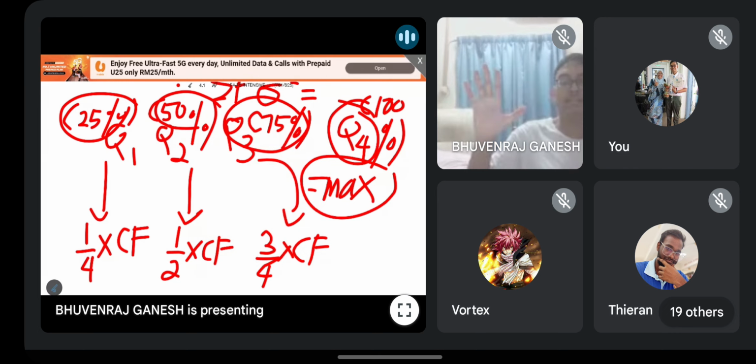Okay, so you got 5 things to find, guys. Minimum, Q1, Q2, Q3, and maximum. Okay. Bila lukis box plot also very useful. Okay, box plot also you use this.